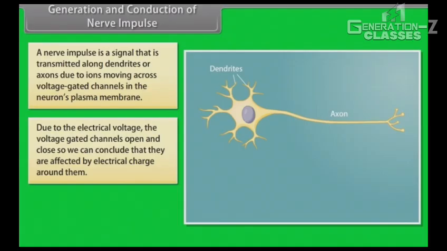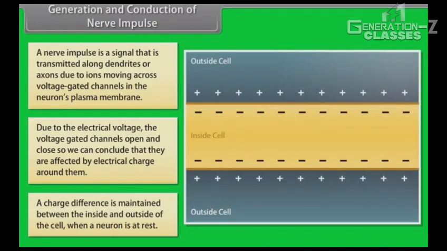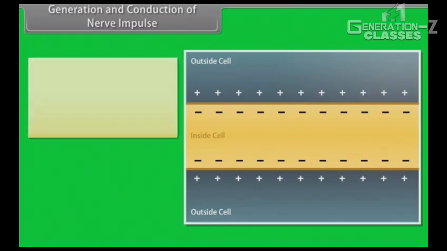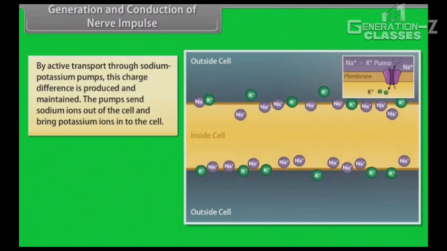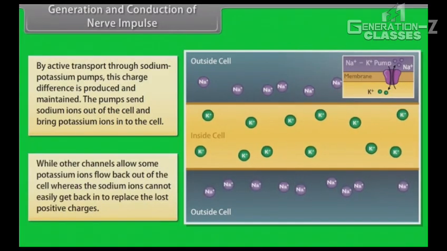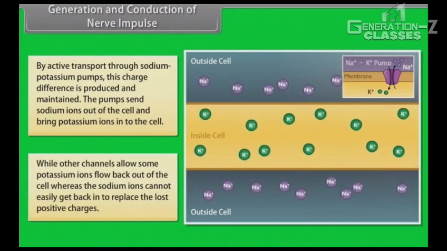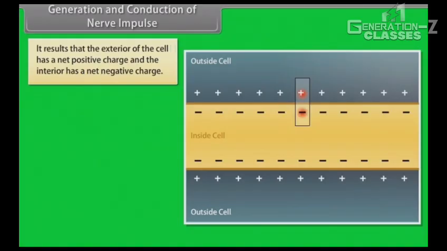electrical charge around them. A charge difference is maintained between the inside and outside of the cell when a neuron is at rest. By active transport through sodium-potassium pumps, this charge difference is produced and maintained. The pump sends sodium ions out of the cell and brings potassium ions into the cell, while other channels allow some potassium ions to flow back out of the cell, whereas the sodium ions cannot easily get back in to replace the lost positive charges. It results that the exterior of the cell has a net positive charge and the interior has a net negative charge.